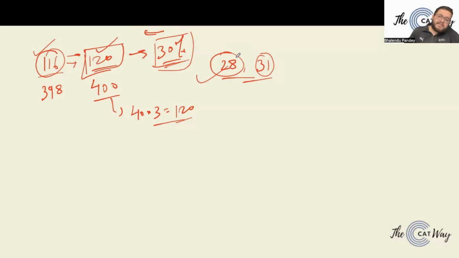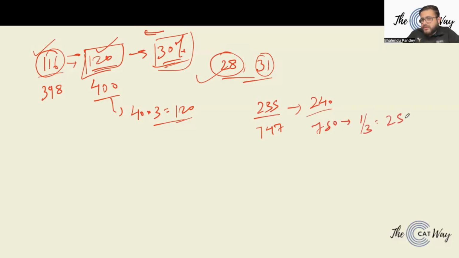Okay, let's take another example. Let's say you have to calculate 235 divided by 747. How will you be calculating? This number is somewhere close to 240, and this number is somewhere close to 750. 1 by 3 of 750, you know, is 250. That means you certainly know that your answer is going to lie below 33.33%. So this is one manner.